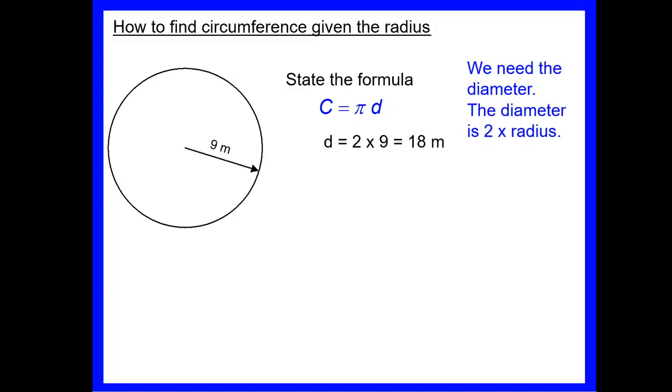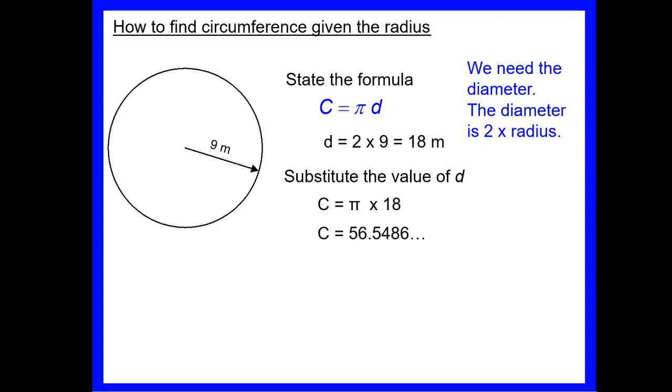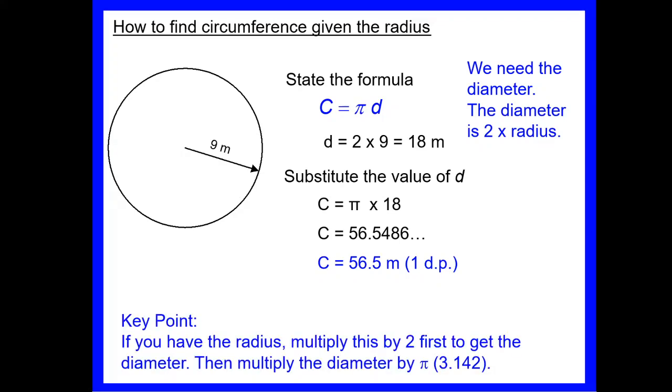So we need to use that 18 in our formula. So the circumference equals pi times 18, which is 56.5486, and other numbers that we're not writing down. And again, rounding to 1 decimal place again this time, 56.5 meters. So if we're given the radius, we need to double it because our formula says we want the diameter instead. Again, let's do a couple more of those. So your key point there, if you have the radius, multiply it by 2 first to get the diameter and multiply that by pi.